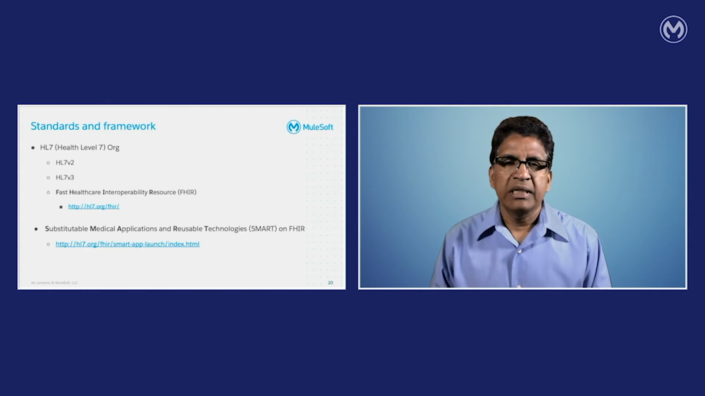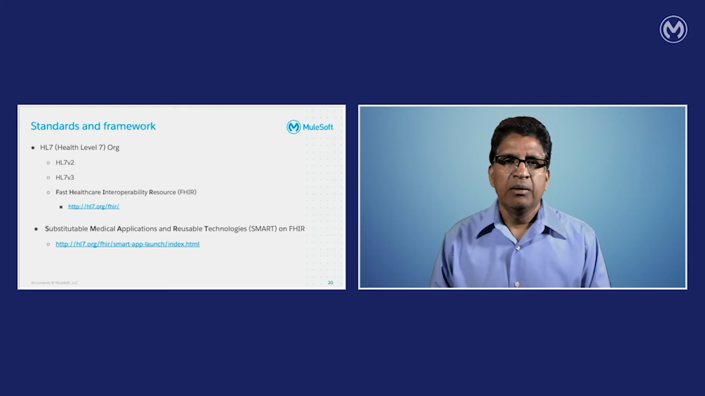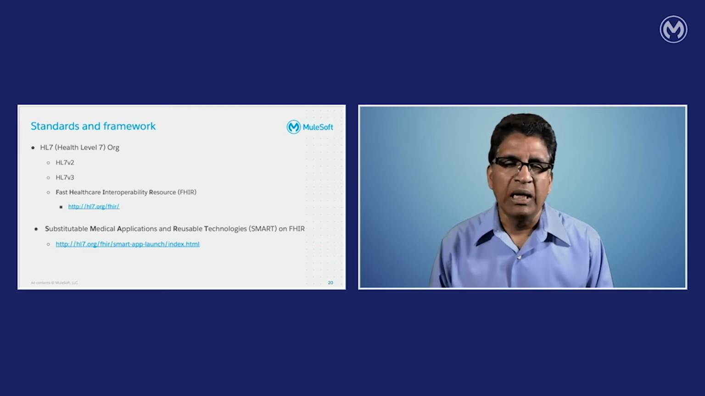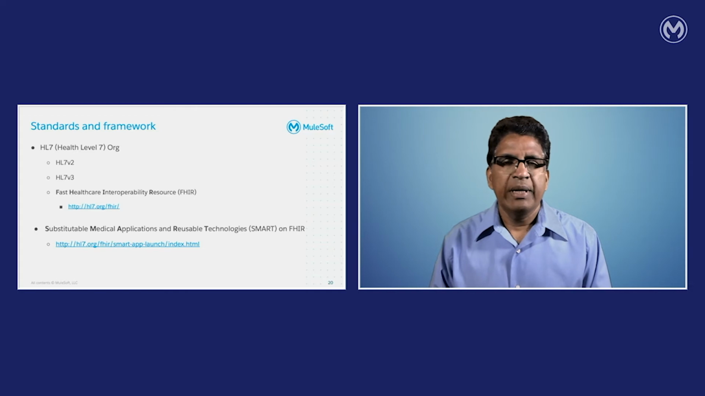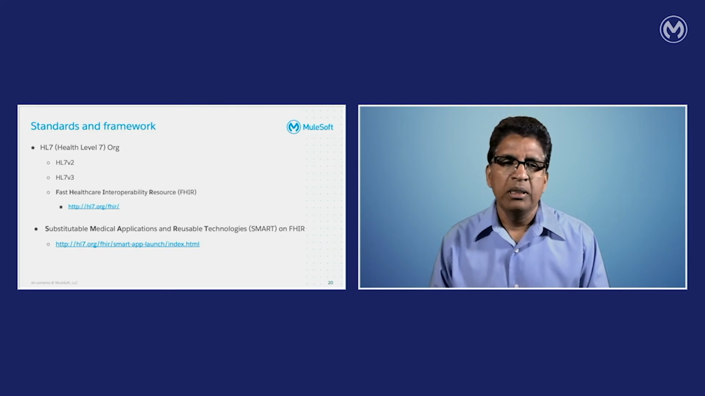HL7 version 3 was XML based, and when SOAP web services were getting popular, they came up with this XML version of HL7 version 2. But hospitals did not widely adopt HL7 version 3 because it didn't add much value. And then REST APIs became popular, and all the new developers started using REST APIs. So then the HL7 organization came up with the FHIR data model, Fast Healthcare Interoperability Resources.